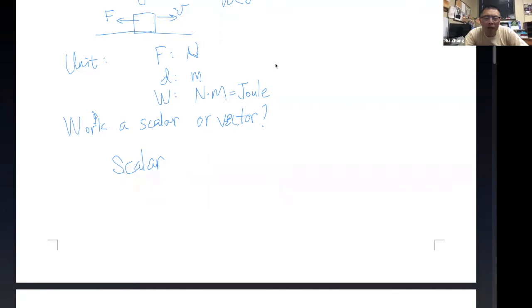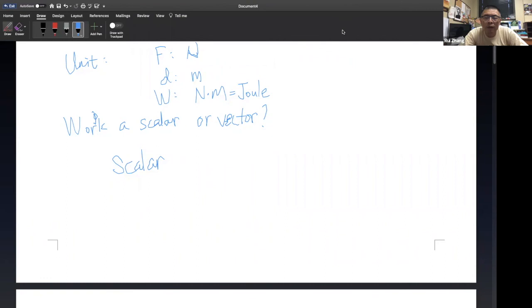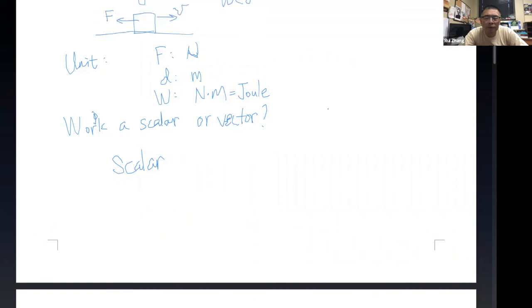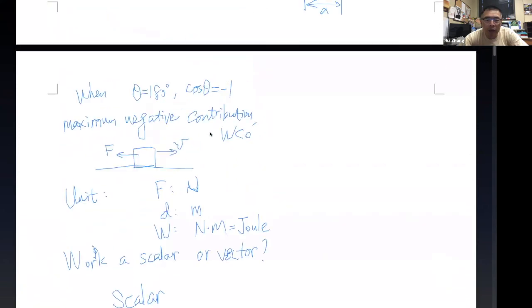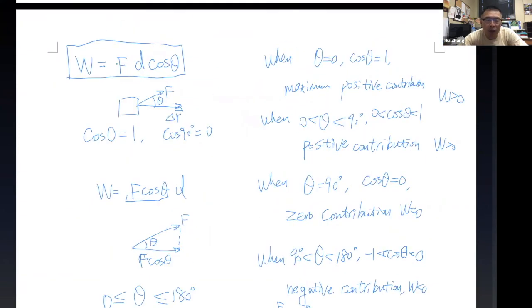Okay, I got 2 answers. Okay, I got 4 answers. It turns out only one's right. There's no work done on this pile of paper, because if you go back to this definition, force times distance times cosine theta, as I'm holding it, there's no distance traveled by this pile of paper. So D is 0, and in this case the work is 0.